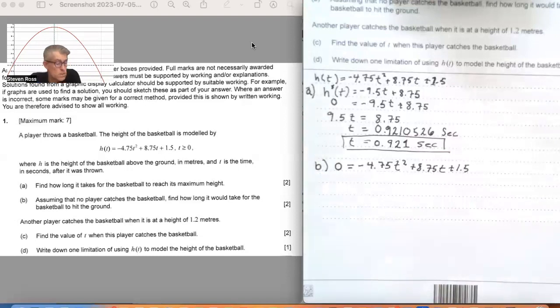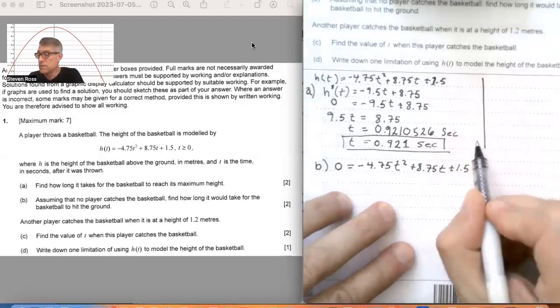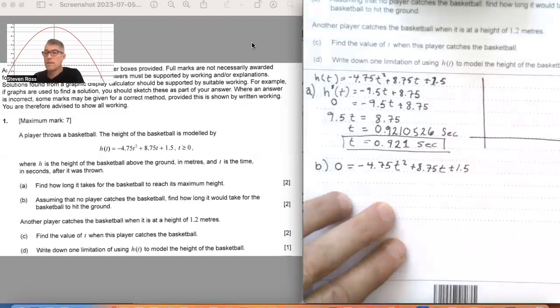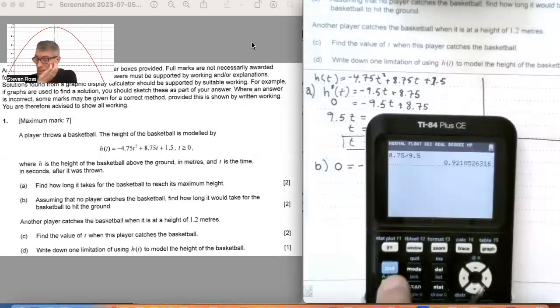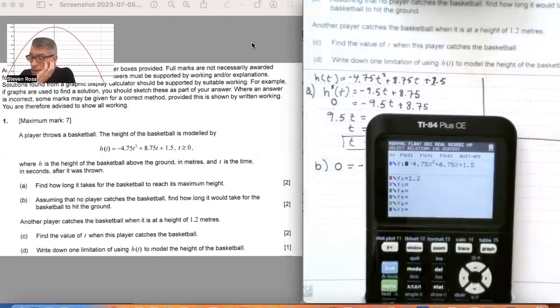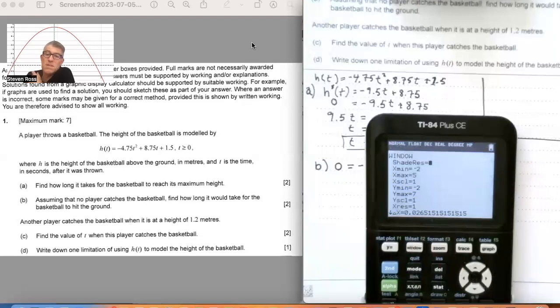So I could, of course, do this one by hand, but I think what I'm going to do instead is go to my calculator, to the GDC. I might already have it in there. There it is. Negative 4.75x squared plus 8.75x plus 1.5. And my window should be set in such a way that matches this problem.